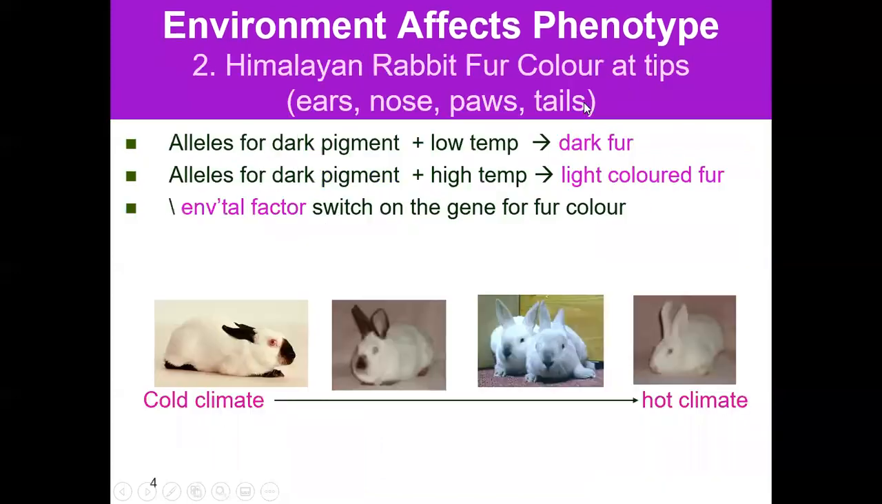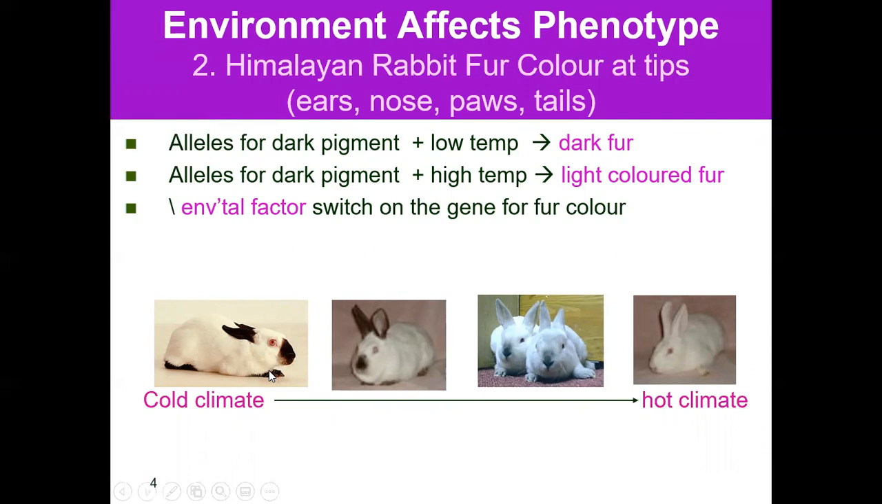This one, I have to show the diagram first. Now, this Himalayan rabbit has alleles to code for dark pigment, but the dark pigment will only be switched on in low temperature. So when it's very cold, only those genes are switched on to give dark fur. When it's higher temperature, those genes for dark pigment will not be switched on, so it's light fur. So the environmental factor here will determine what allele, what gene will be switched on or not switched on.